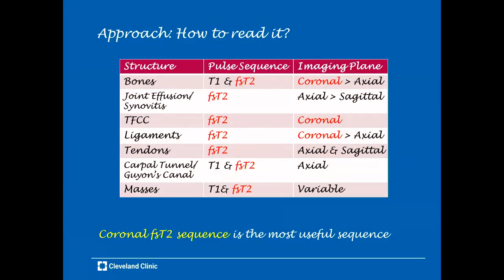Here's a table that lists the different pulse sequences that are typically acquired with a wrist MRI and the imaging planes that they're acquired in, and what I find most useful when I'm evaluating each of these structures. As you can see here, for most of the structures, the most useful pulse sequence is a fat-saturated T2-weighted or fluid-sensitive sequence, and the most common imaging plane that's used in most of these is a coronal imaging plane. So if you had one sequence and only one sequence, the coronal fat-saturated T2-weighted sequence or fluid-sensitive sequence is your most useful sequence when evaluating a wrist MRI.